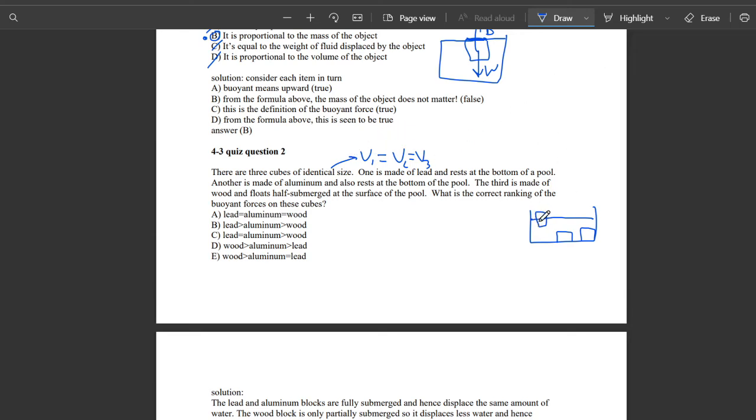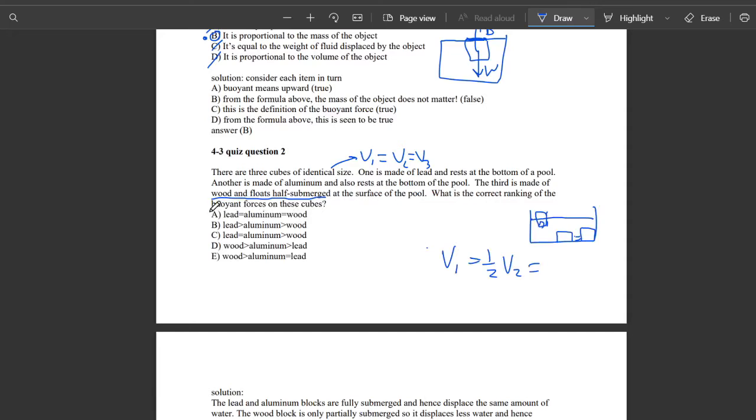However, the volume that is submerged of the wooden box, so as we said here, the wooden box is half submerged. So the volume underneath the water, the volume that's displacing the water, is half that of the aluminum box and the lead box, because the lead box and the aluminum box are completely submerged, meaning that the volume of water that they're displacing is the same. So these two are equal to one another. In contrast, the wooden box is half submerged, meaning that V1 is equal to 1/2 V2. The volume of box 1 submerged is equal to 1/2 the volume of box 2 submerged, and then we know that V2 is equal to V3.